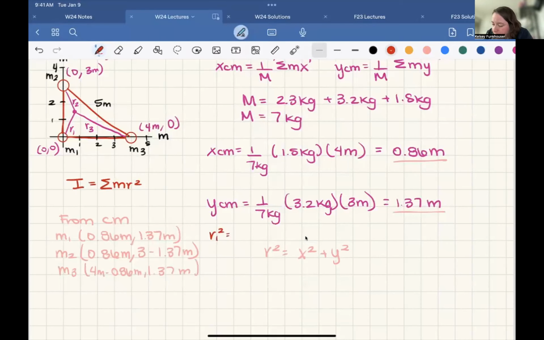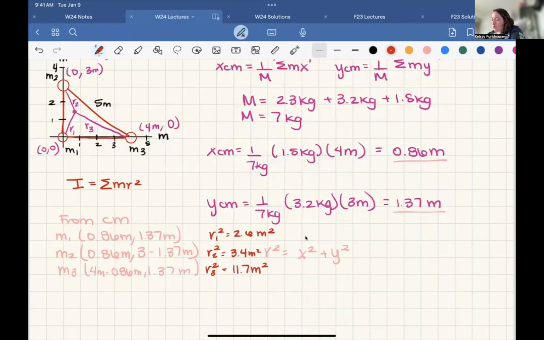R1 squared equals 2.6. This is in meters squared. R2 squared is 0.86 squared plus 3 minus 1.37 squared. So that one is 3.4 meters squared. And finally, R3 squared is 4 minus 0.86, whole thing squared, plus 1.37 squared. That one is big, 11.7 meters squared.